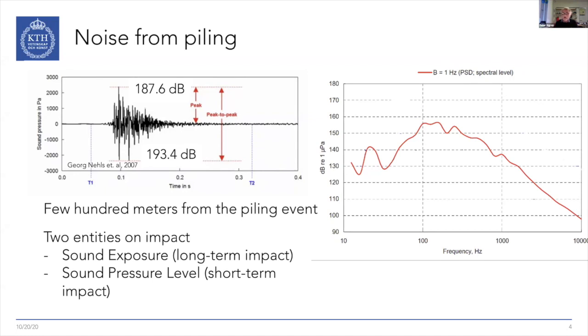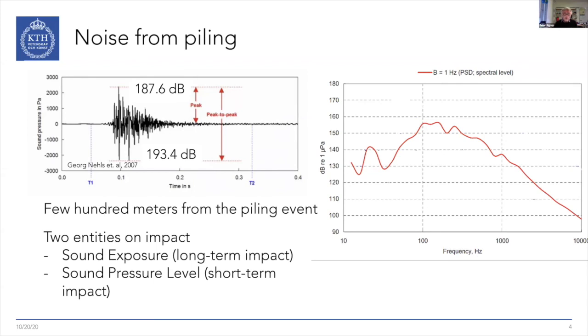So it's spread around these levels at some 100 meters distance from the piling event. And this has implications, especially for the animal. If you take, for example, mackerel, they cannot hear at 1,000 hertz. They hear below 300-400 hertz. So that doesn't matter for a mackerel, but definitely for some whales that can hear up there.